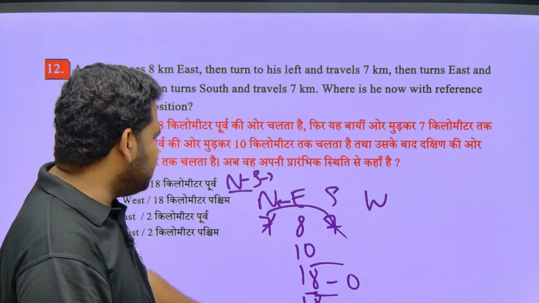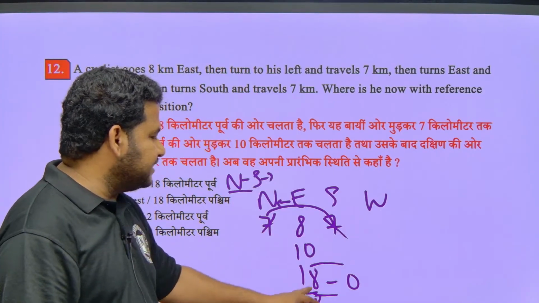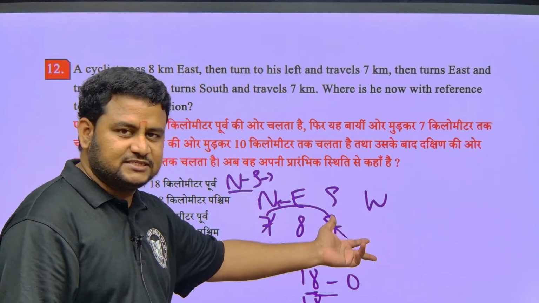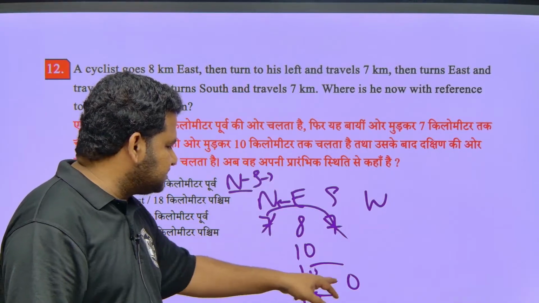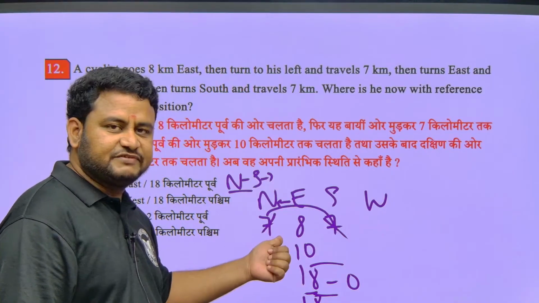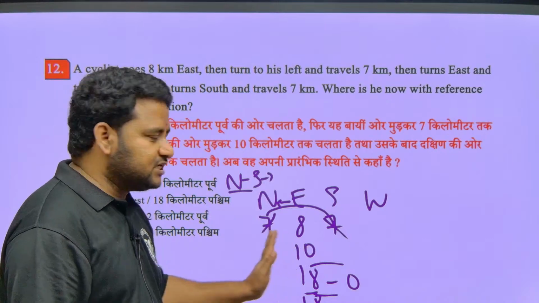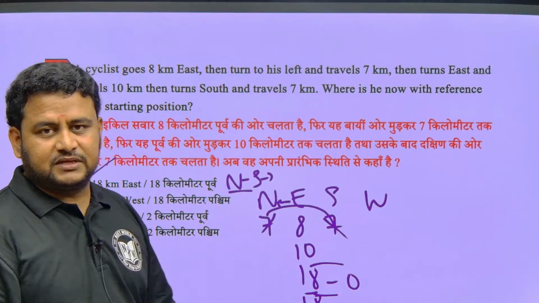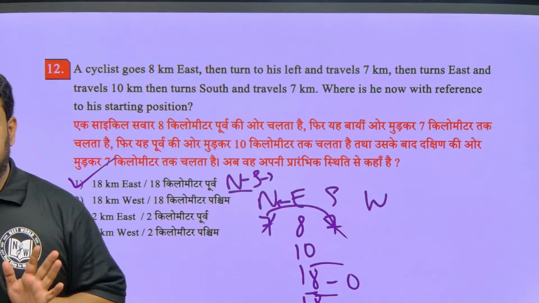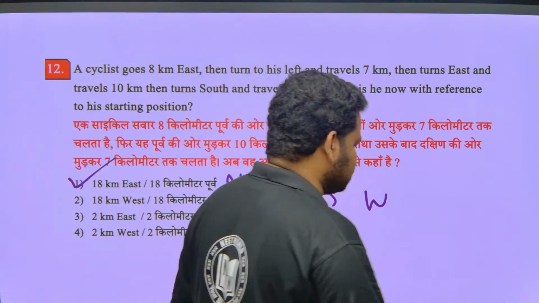The answer is 10 plus 8, 18, 18 km east. 18 minus 0, nothing is there, means it is 0. So it is 18 minus 0 is 18, 18 km under east direction. So the answer is 18 km east. Clear, friends? This is how we have to solve these questions. Let us move to the next question.